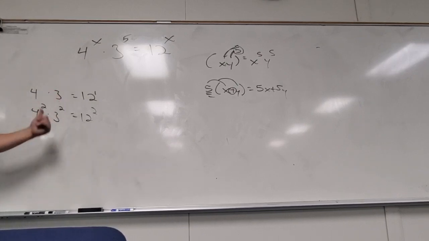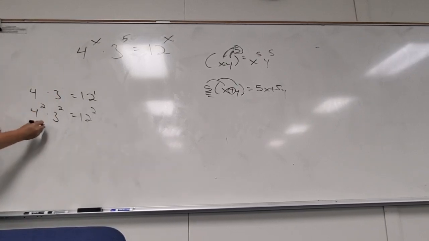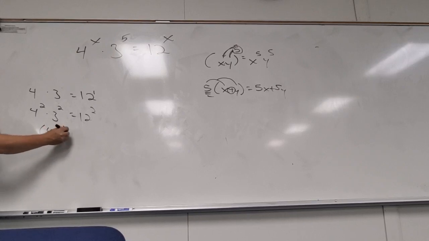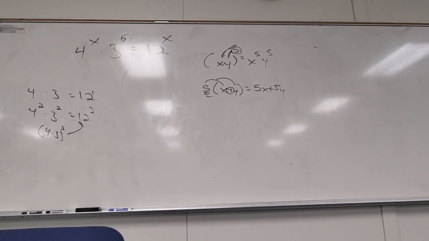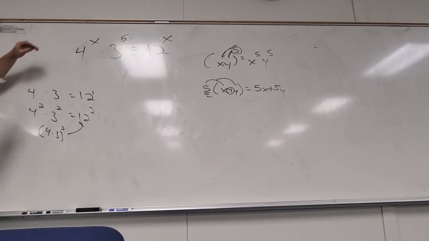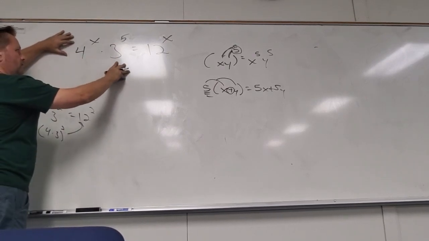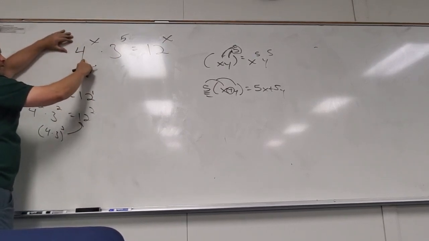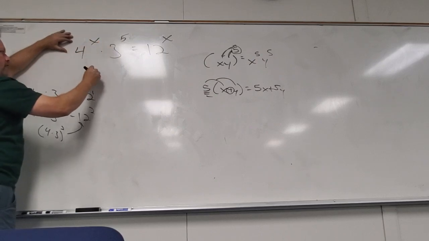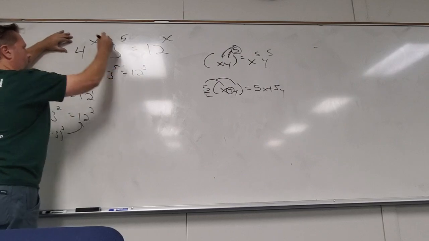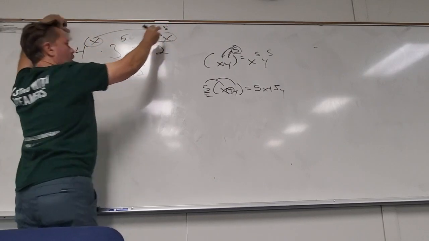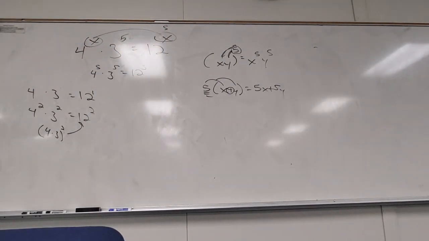What does that have to do with this problem, Jeff? Well, right here, isn't this 4 times 3 squared, which is 12 squared? So in order to construct a certain number of 12s, I have to have the same number of 4s and 3s. So how many 3s do I have here? So how many 4s do I need? The same number. So if I have 5 4s and 5 3s, how many 12s can I make? 5. So X has to be 5 in order for that to make sense.